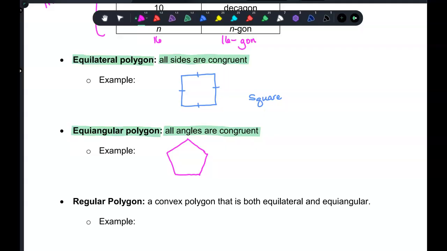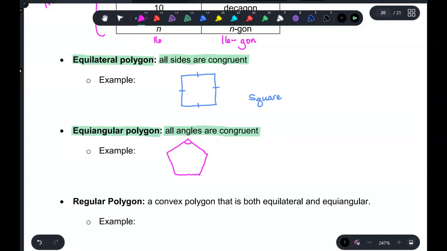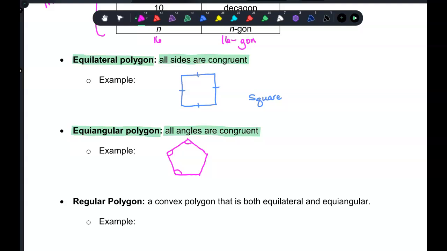Does drawing the shapes matter? No, as long as you label them right. So since we want equiangular, I am going to put little arcs in each of these corners, or vertices. If you have a pentagon, you're going to have 5 congruent angles. This is an equiangular polygon.